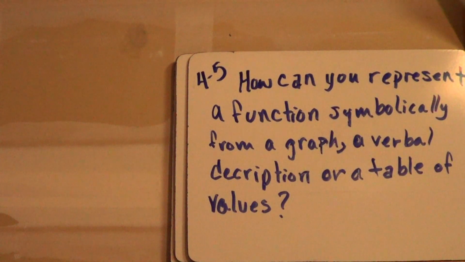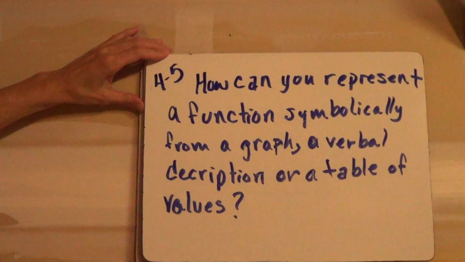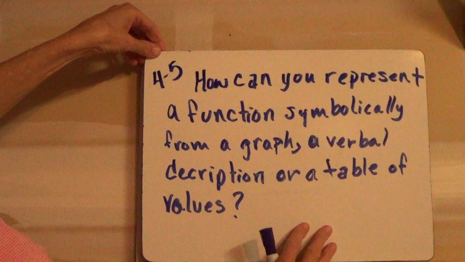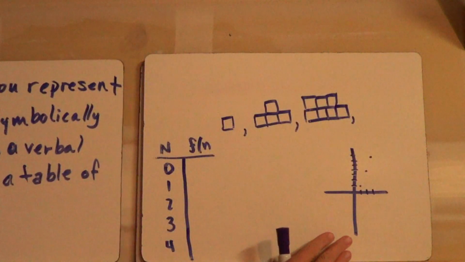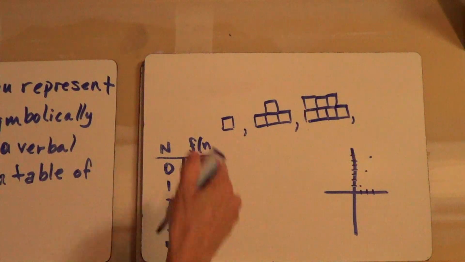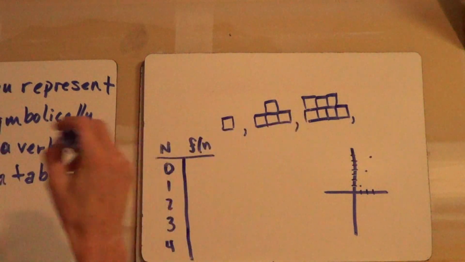Welcome. This is 4.5. How can you represent a function symbolically from a graph, a verbal description, or a table of values? So we're just trying to figure out how to represent functions in different ways. In class, hopefully we have the time to go ahead and just build some functions.